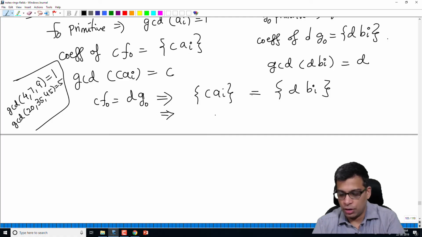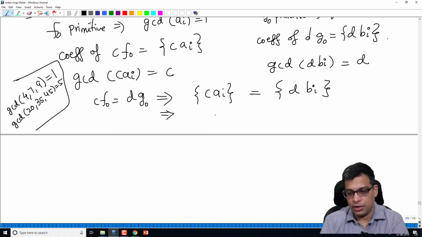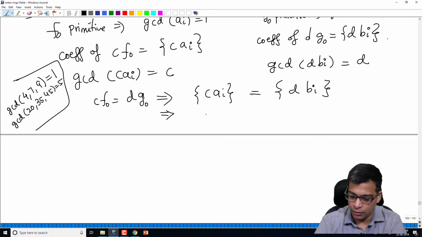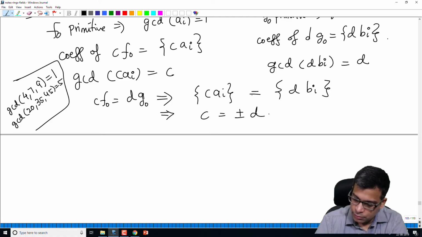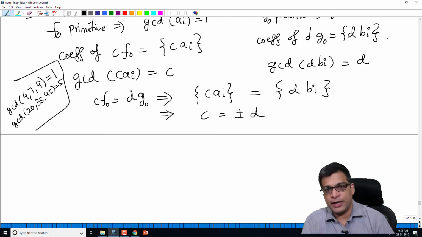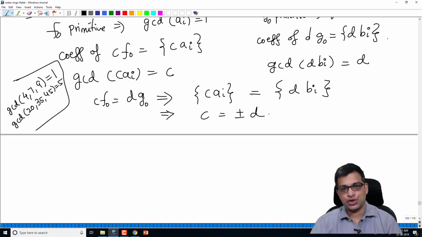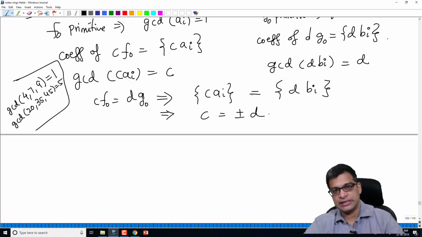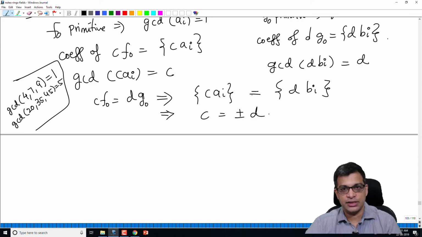Okay, except that there is some confusion about positive and negative. So what we can say is that C is equal to plus or minus D, because if the GCD is 2, minus 2 is also a GCD. Any associate times a GCD is also a GCD. GCD is just greatest common divisor. We are now trying to do this in general. In integers, the typical convention is to define the GCD to be positive. But in general, for an arbitrary ring, a UFD, GCD is just the largest common factor.